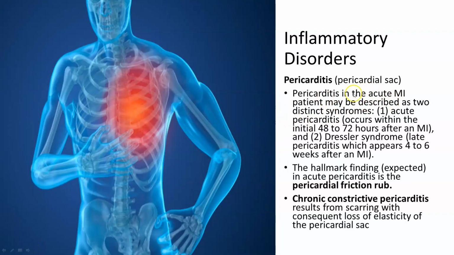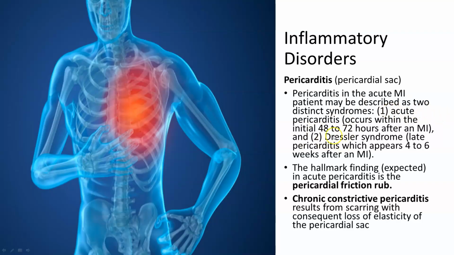Pericarditis can happen in a client who has experienced an acute MI. So we have two various syndromes here. Much like earlier where we had the acute, this is going to be acute pericarditis, and that usually occurs within the initial 24 to 48 hours after an MI. So well into what we would hope would be that healing process.